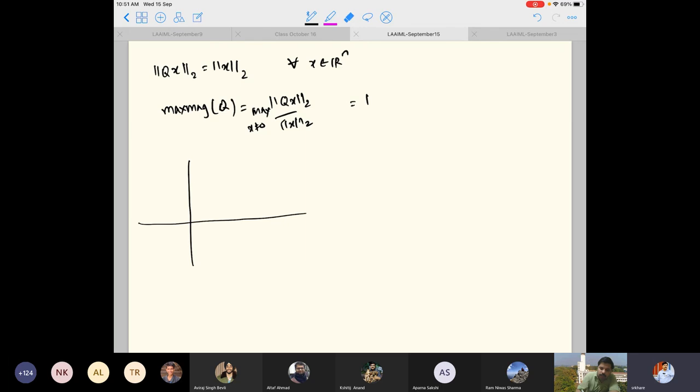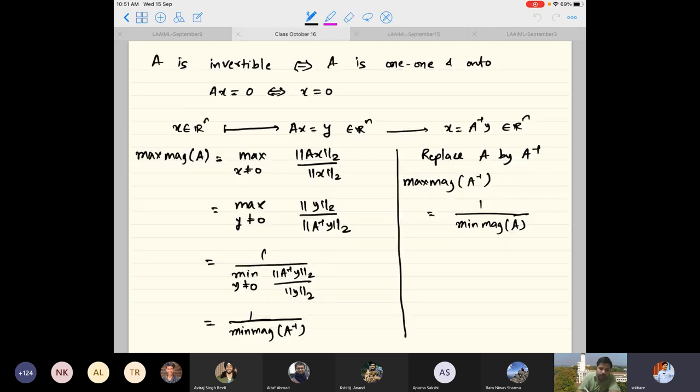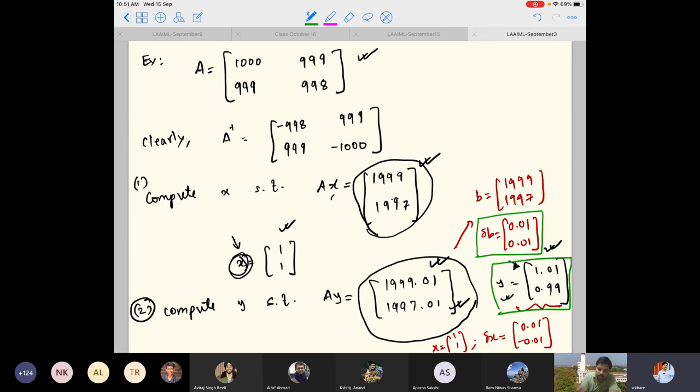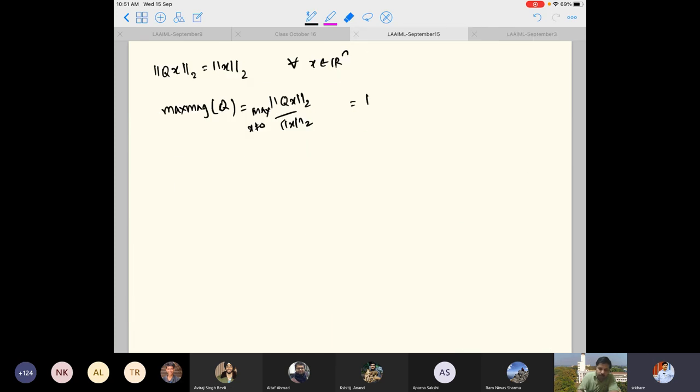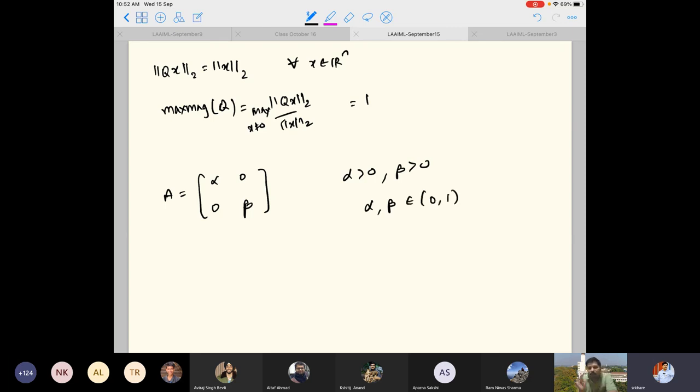So suppose you have a matrix A which is equal to alpha 0 0 beta. Alpha is positive, beta is positive, and alpha and beta both belong to 0 to 1, strictly less than 1. Then you see maximum magnification is maximum of alpha, beta, minimum magnification is minimum of alpha, beta, and both of them are such that all the vectors are scaled less than 1. Do you see that?